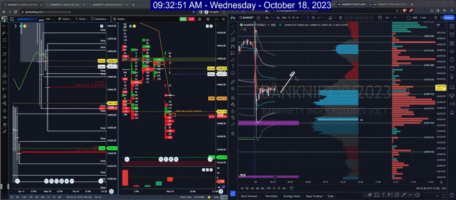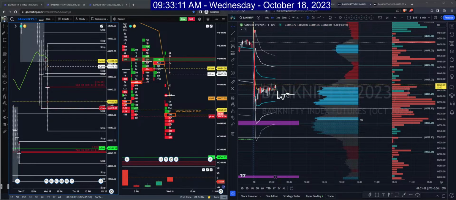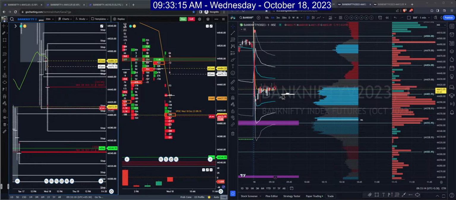So that was a long trade. Now you can ask me, what about a short trade? I want to buy a put. If you want to buy a put, what I suggest is wait for this level to be broken, 44,403. I want to have a good break, and at a retracement, that's where you can look for a short trade, because where will you put your SL?